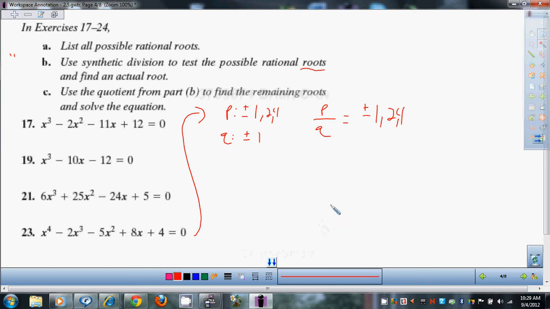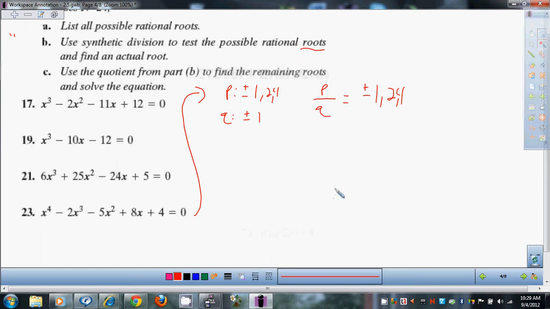Now, I am all in favor of you just using synthetic division. You can plug them in if you really want to, but just remember you're not going to be able to use graphing calculators on your test, so it's probably safer just to start using synthetic. So let's try positive 1 first. 1, negative 2, negative 5, 8, and 4.